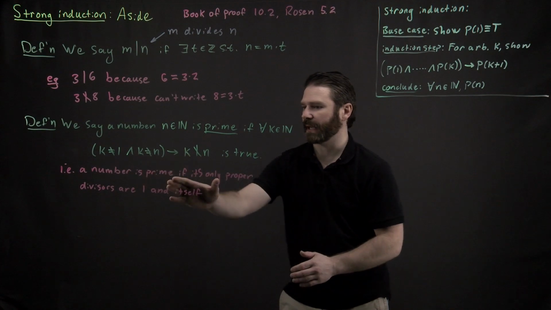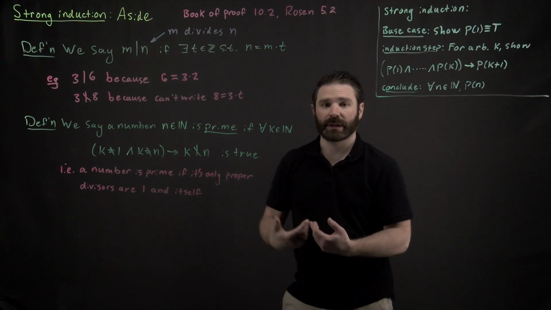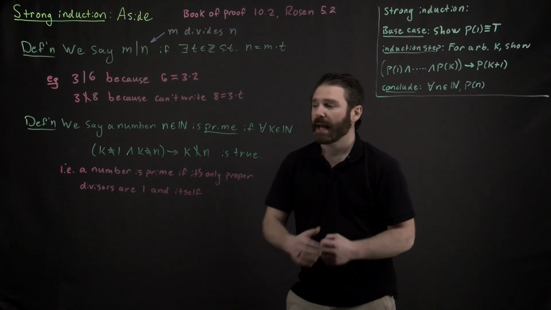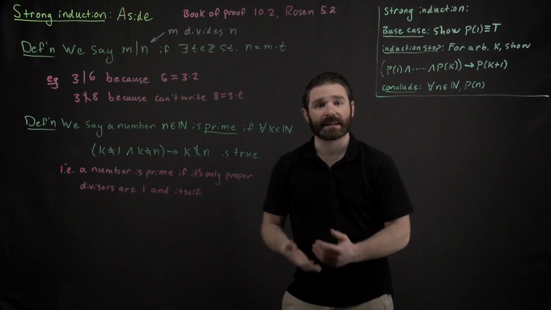That's what this thing here is saying. The only proper divisors, the only things that can divide it, are 1 and itself. That's what it means to be prime. And if a number is not prime, then we say it's composite.